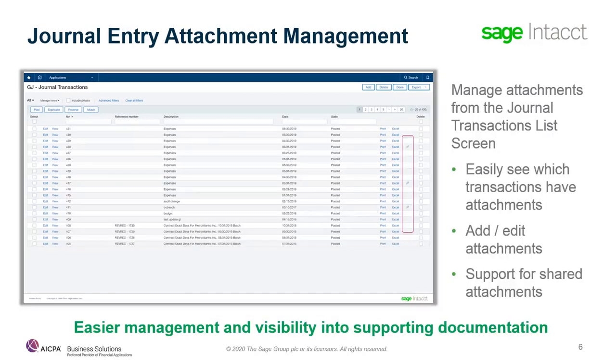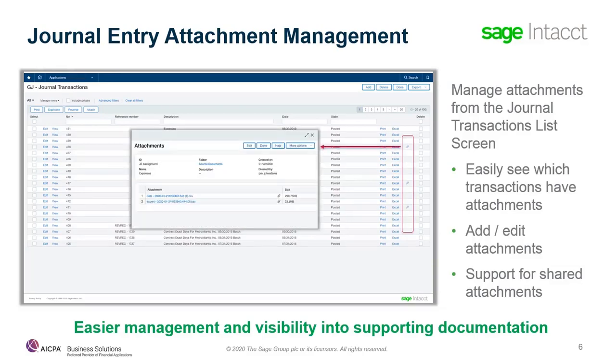With 2020 Release 1, you can now manage attachments directly from the Journal Transaction List screen. No need to click into the journal entry details. The paperclip icon shows which transactions have attachments at a glance. You can click on the paperclip to view or edit attachment details. You can also create new attachments and share them across multiple transactions. With streamlined journal entry attachment, you can efficiently manage and gain visibility into supporting documents with fewer clicks.